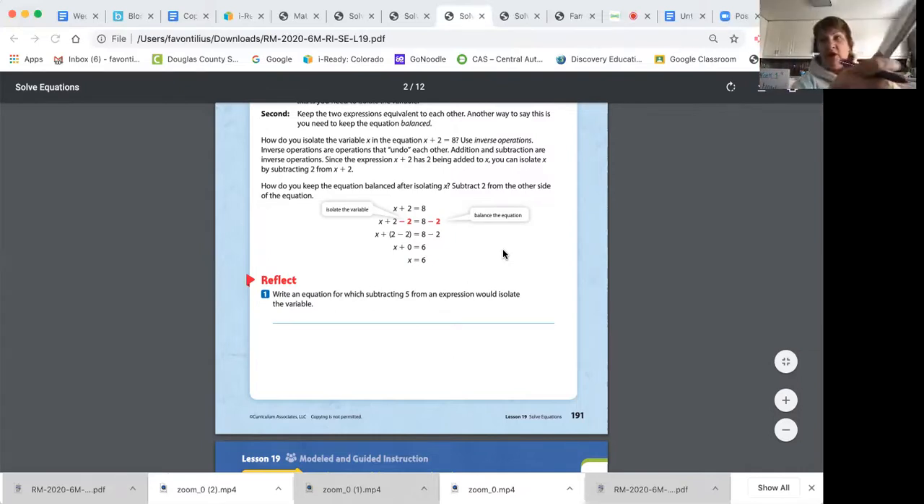So I would go x plus 5 minus 5 equals 12 minus 5. I've just isolated that variable. So it means this undoes itself. So I'm left with x equals, and what's 12 minus 5? 7. Did you do the same kind of thing?